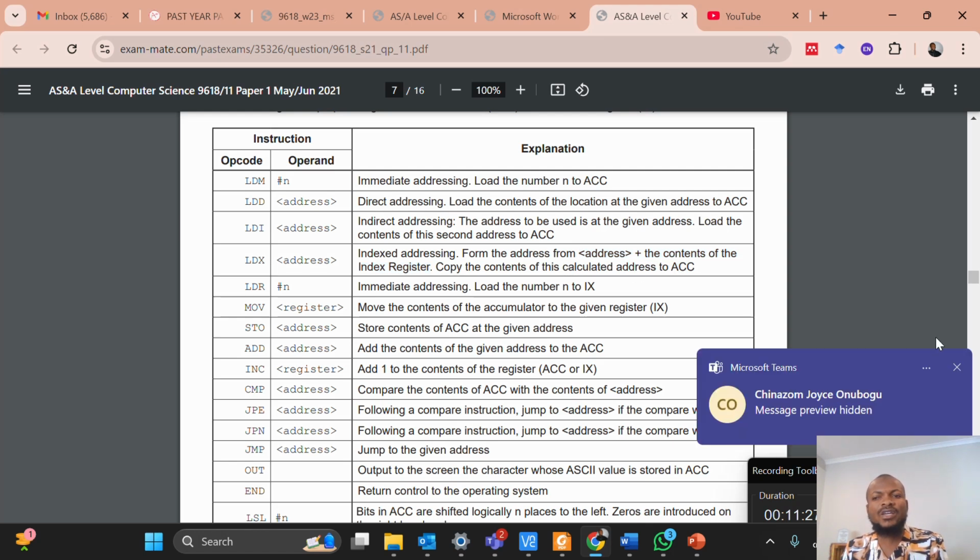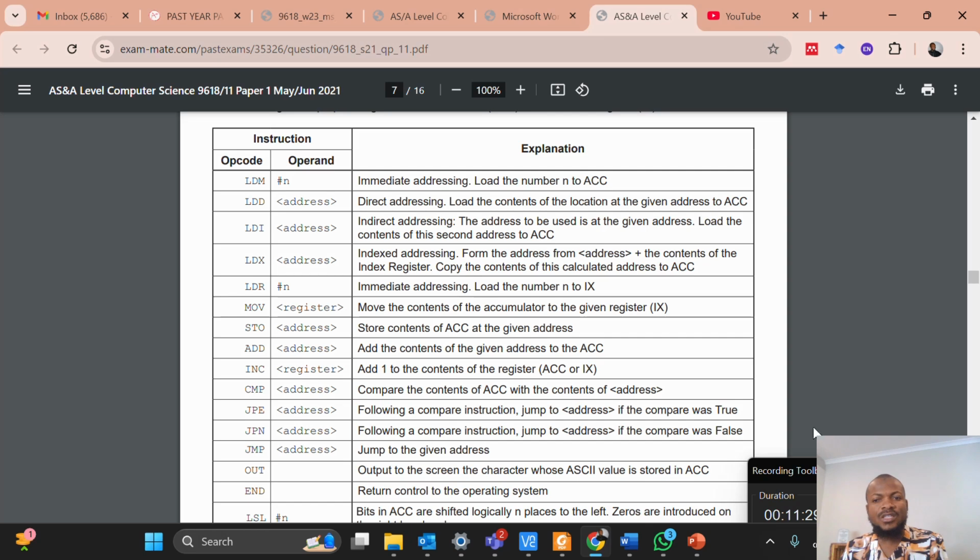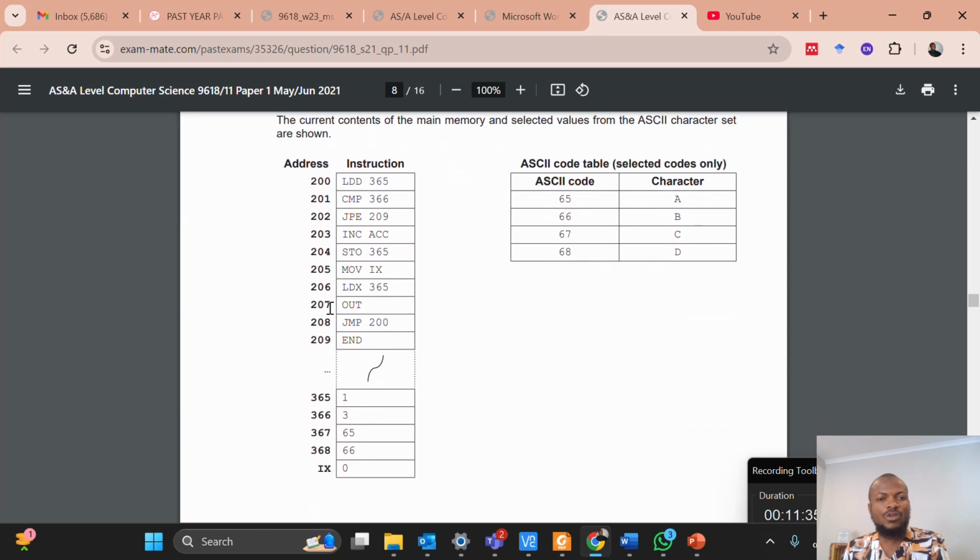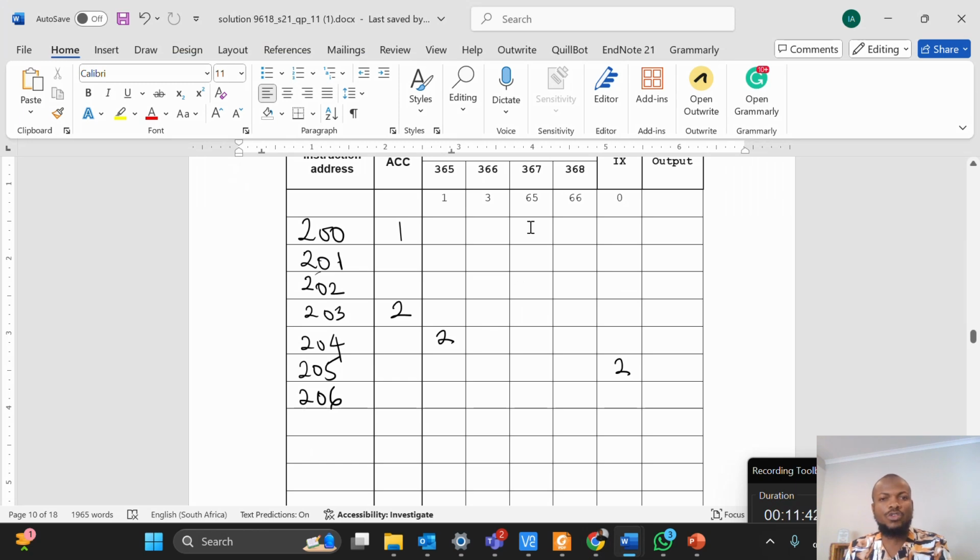Is that understood? So we copy the content of 367 into the accumulator. So address 206 means copy the content of 367 into the accumulator. So what is the content of 367? It is 65. So we copy 65 into the accumulator. I hope this is understood. So that is 206. So let's move to 207.